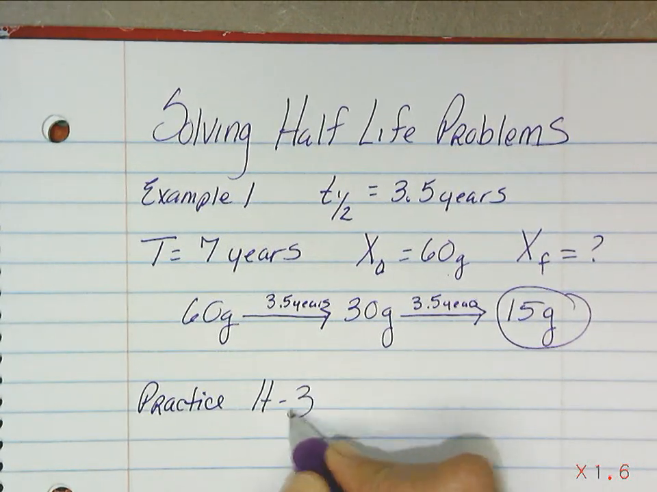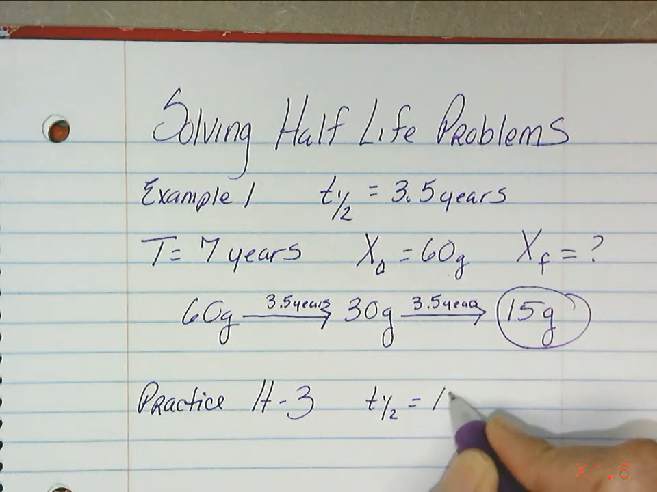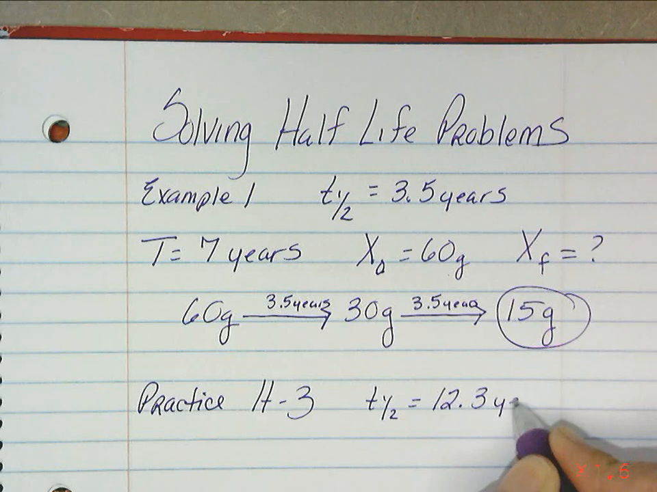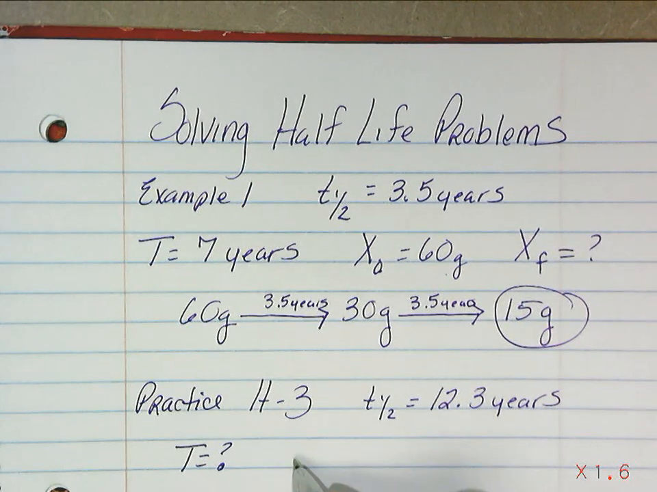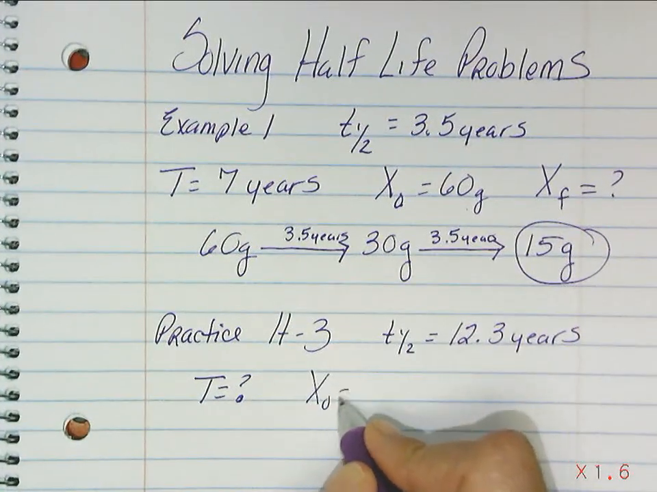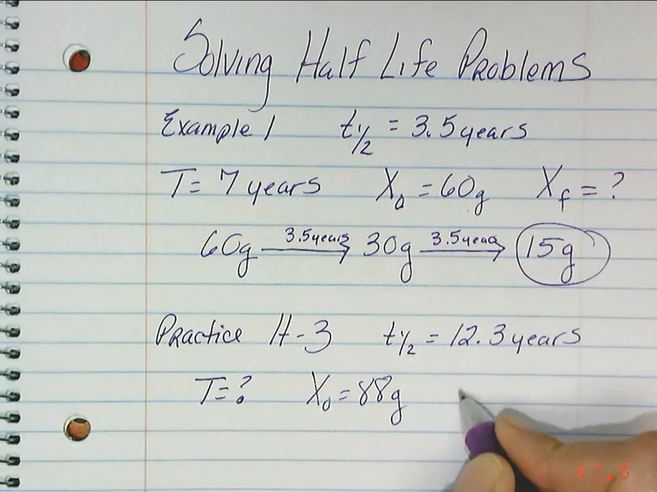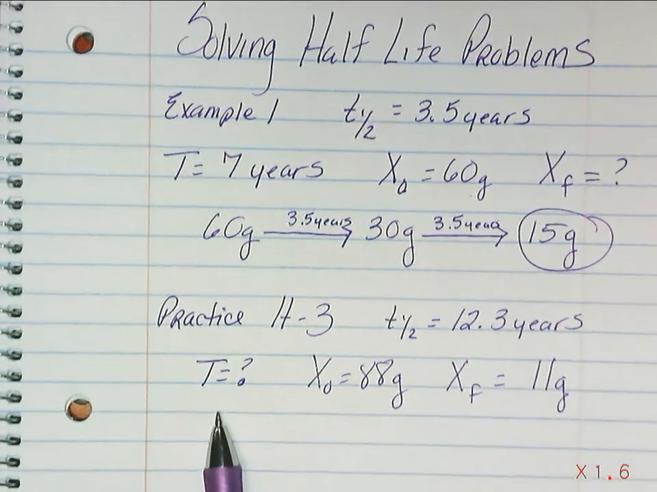Hydrogen-3 has a half-life of 12.3 years. How many years will it take? How many years? That's total time passed. For 88 grams to decay to 11 grams, what's my starting amount? 88 grams. And it tells me my final amount this time, 11 grams. We're looking for total time passed.